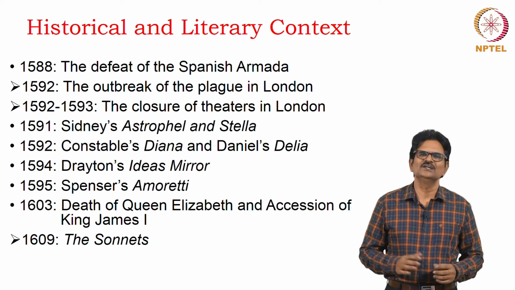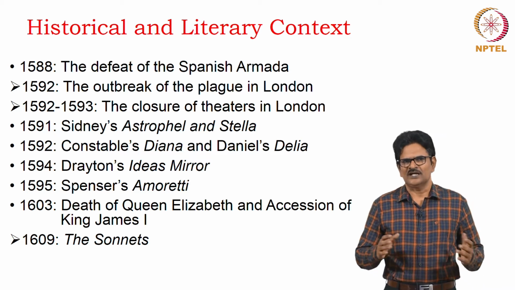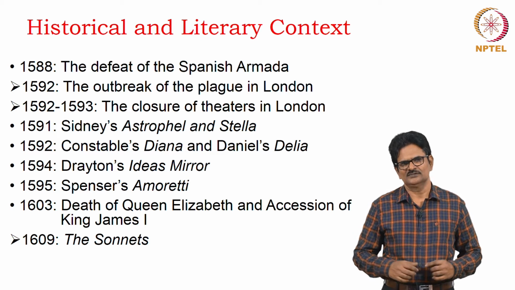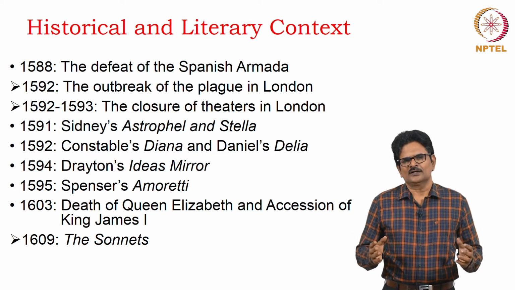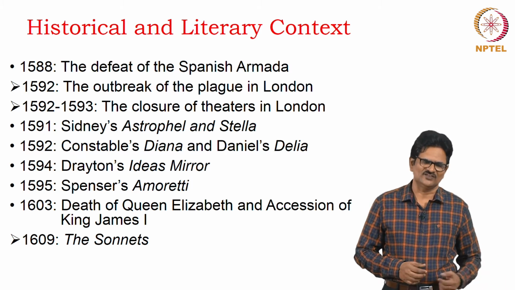Something happened in the life of Shakespeare in 1592, 93 or during this decade. It is considered to be a dark time, probably for Shakespeare and others as well.